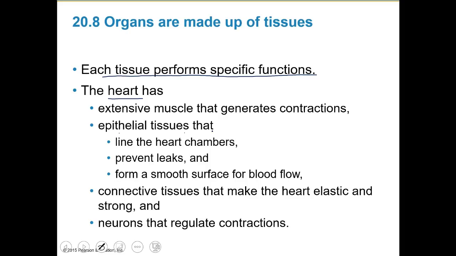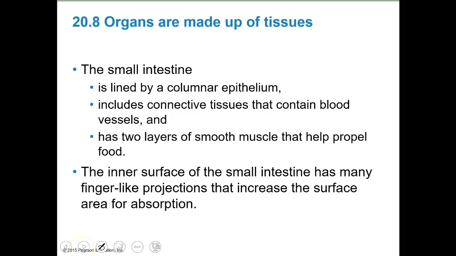That's okay. All right, connective tissues that make up the heart are elastic and strong, and neurons regulate contractions. So you can see that all of these types of tissues are working together to make a heart work. So lots of tissues go into each organ.